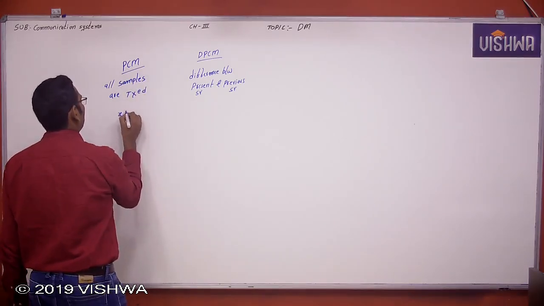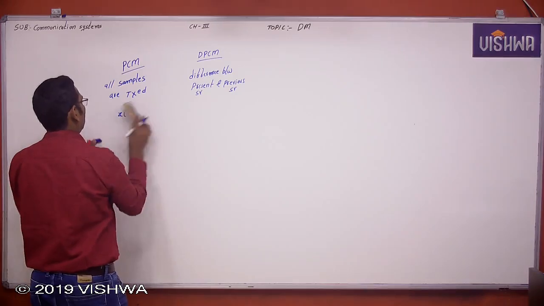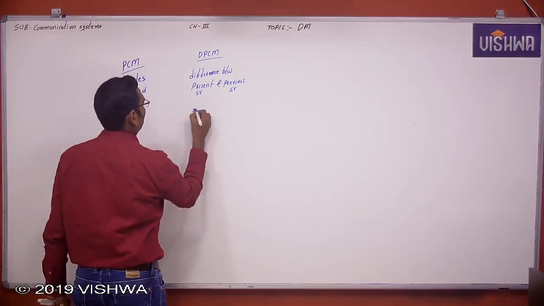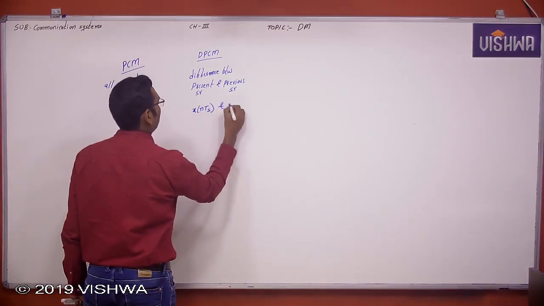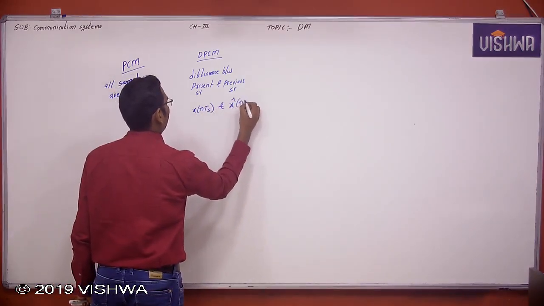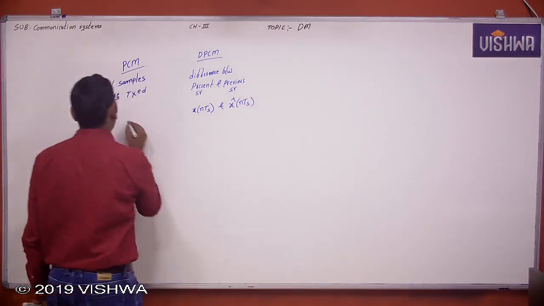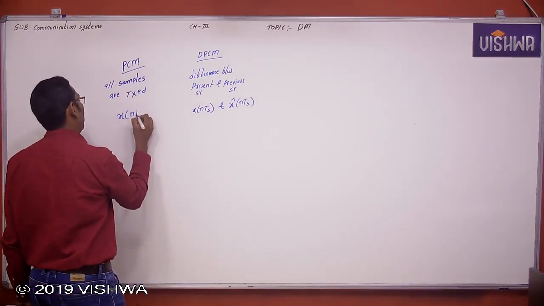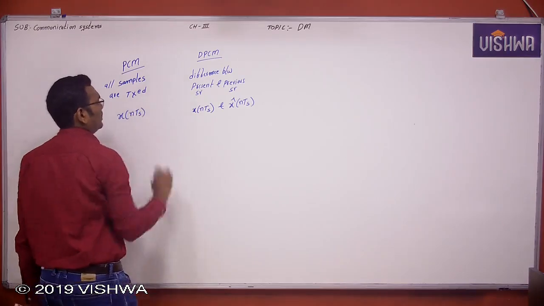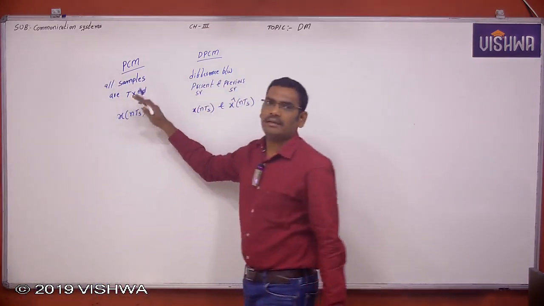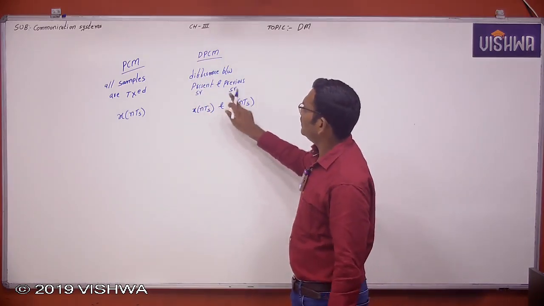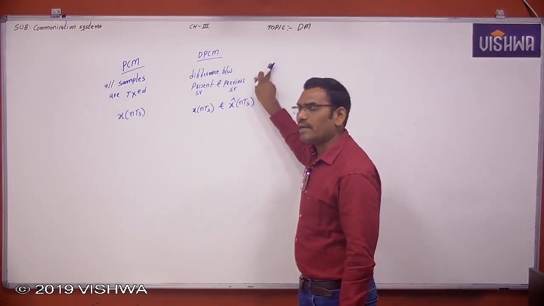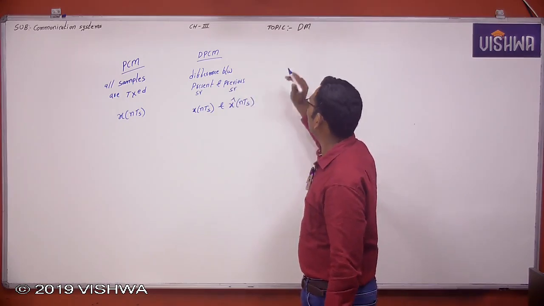Now this is X of nTs and X cap of nTs. Here all the X of nTs samples are transmitted. Now this is sampling, and this sample is going for quantization, encoding and decoding. But only this difference is going for quantization and encoding.